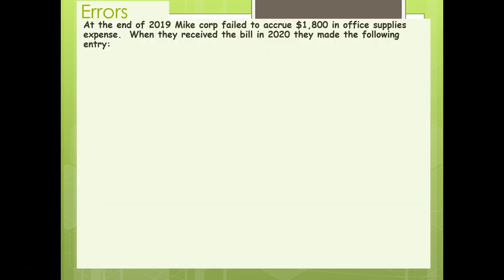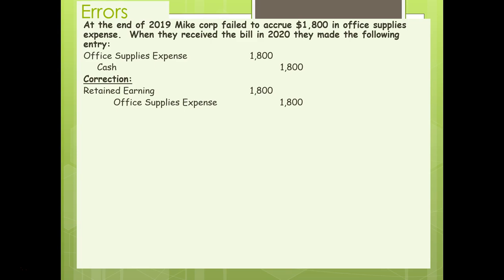Okay, these are actually a bunch of examples, and it shows how we would fix errors. Now, in 2019, Mike failed to accrue $1,800 in office supplies expense. When they received the bill in 2020, they made the following entry. Now, how do we fix that? We need to take it out of office supplies and instead adjust retained earnings. We don't have to change the cash because we paid the cash. So we only fix what's broke. The other way you could do it would be to reverse that first entry and book it correctly, but we'll do it this way.